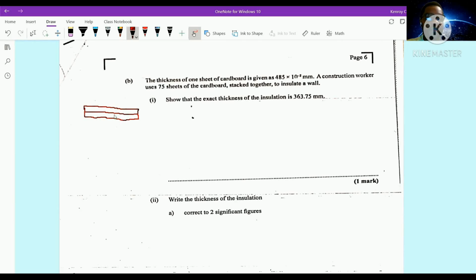Now, what am I going to do? Am I going to draw all 75 and add it up? No, because all the thickness is the same. To add them up, we simply multiply by the 75. Of course, you know that multiplication is simply repeated addition. So I'm going to have 75 multiplied by 485 times 10 to the minus 2. All right. And of course, all of this can go inside of my calculator at once. All of it can go in there. So let me see what happens.